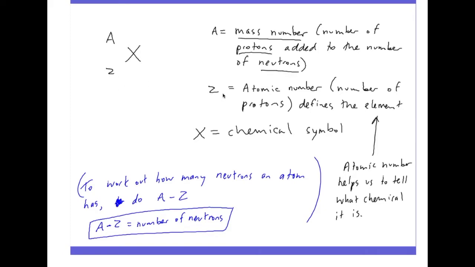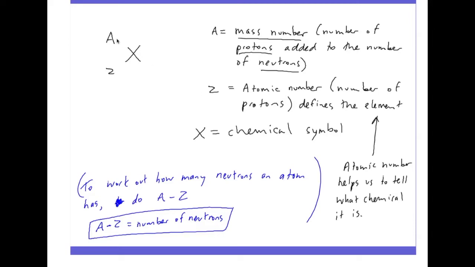This number here, this Z number, is the atomic number, and that's the number of protons, and that defines the element. So if the number of protons changes, the atomic number is going to change, and that helps us to tell what chemical it is. So in the periodic table, hydrogen has an atomic number of 1, so that means it's got 1 proton. Helium's got an atomic number of 2 because it's got 2 protons, and then lithium's got 3, and so on as you go through.